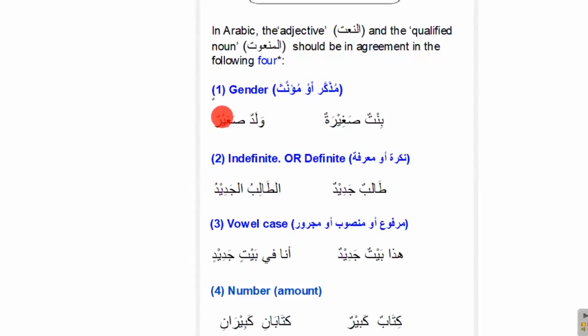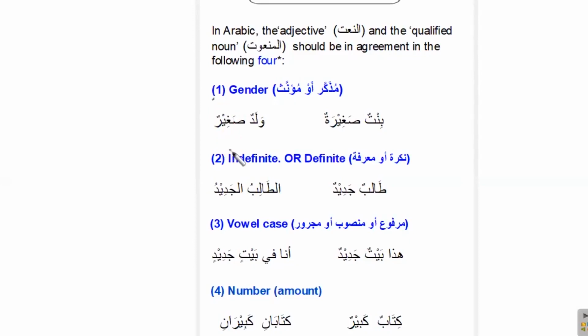So that's what I'm saying. A feminine noun must be qualified by a feminine adjective, and a masculine noun must be qualified by a masculine adjective. And most of the time, masculine and feminine adjectives are distinguished by simply adding ta marbuta to the masculine one. Most of the time, not all the time.